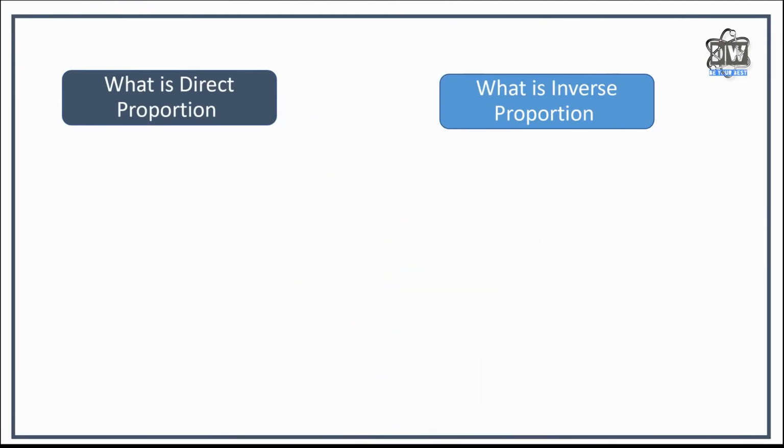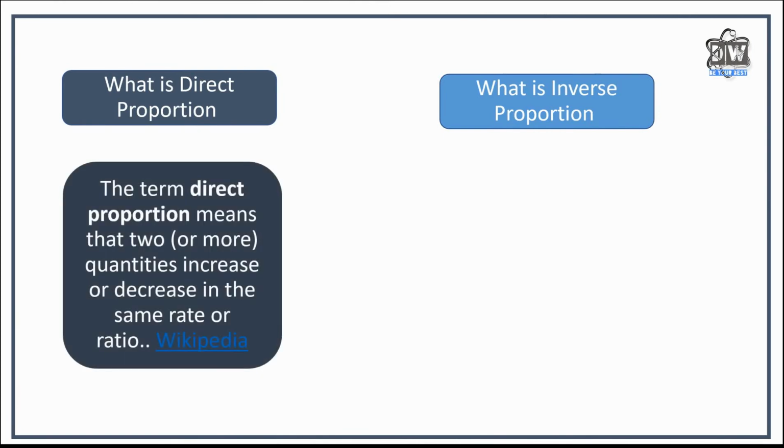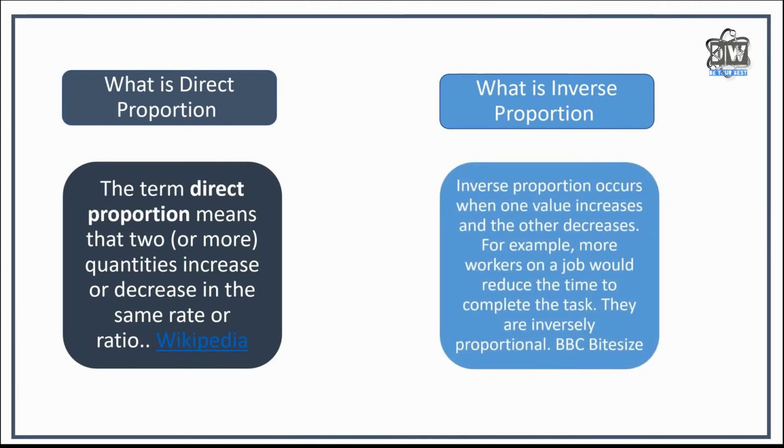All right, so we have to go over what direct proportion is and then what the difference between inverse proportion is. So what is direct proportion? We've done this before. The term direct proportion means that two or more quantities increase or decrease at the same rate. We'll give you an example of that in a minute. That's from Wikipedia. And what is inverse proportion? Inverse proportion occurs when one value increases and the other decreases, or the other way round. For example, more workers on a job would reduce the time they can take to complete the task. They are inversely proportional. That's from BBC Bitesize website.